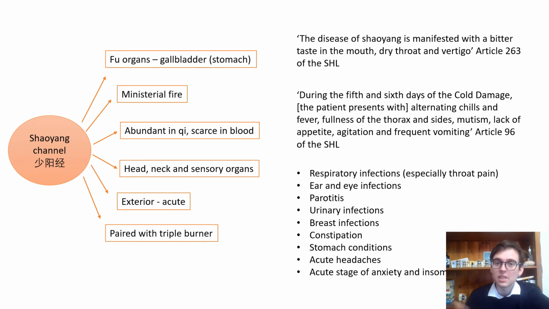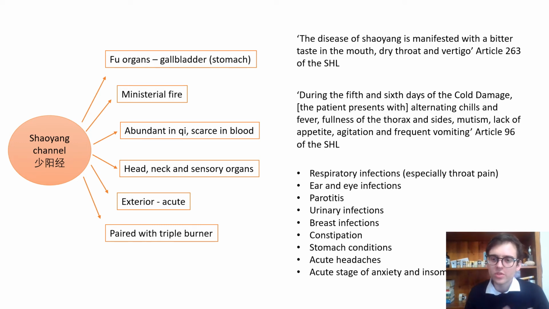Also, so here very specifically during the 5th and 6th days of the cold damage, so it states very clearly Xiao Chaihu Tang is a formula for external conditions, external afflictions, basically infections, right? So there is alternation of chills and fever, fullness of the thorax and sides, mutism, lack of appetite, agitation, frequent vomiting. So here the agitation is representing really this idea of heat. If there is even more excess of heat and fullness of excess constrained heat, it's when you will think about Da Chaihu Tang. But you can see that it's already there in Xiao Chaihu Tang, this idea of heat going on and going upwards.